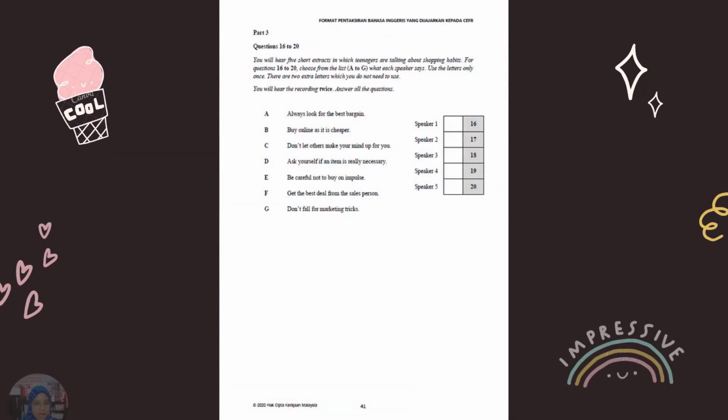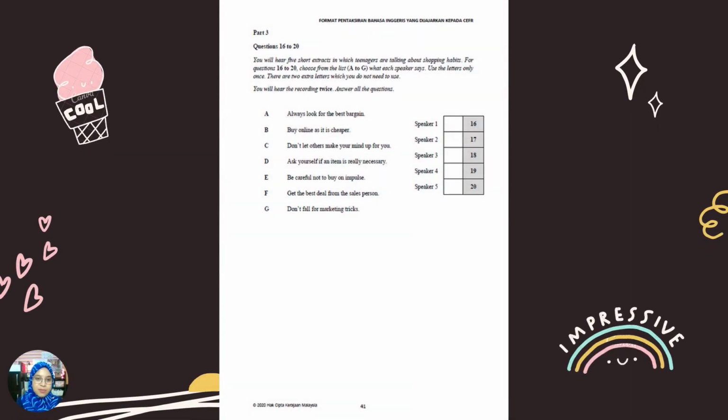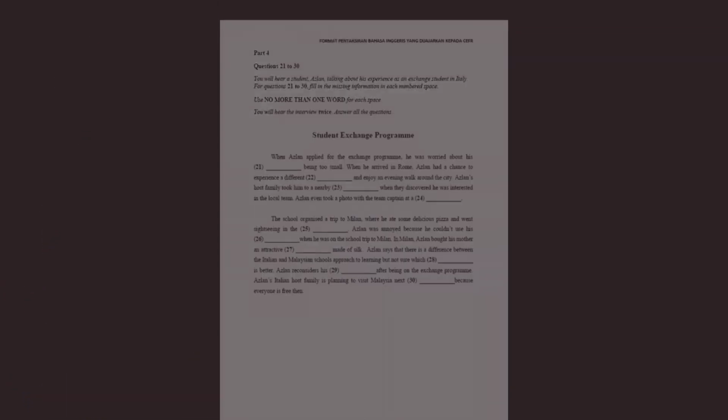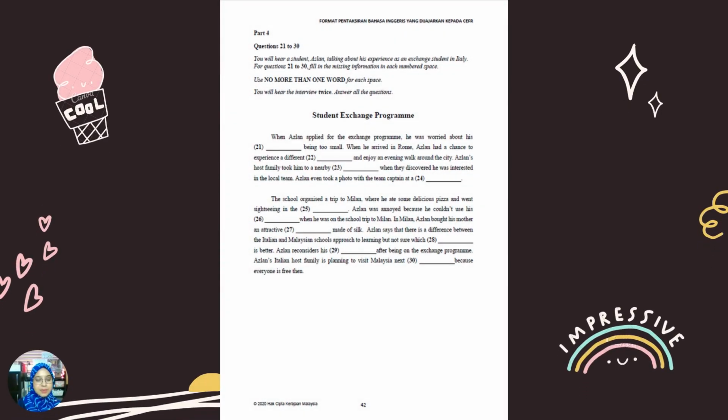And then we have part 3. Part 3 is a matching question, a matching gap question. So you need to match, or maybe sequence. It depends on the question. Sometimes it can be sequence, sometimes it can be matching. Okay, so that is part 3. Last but not least, part 4.